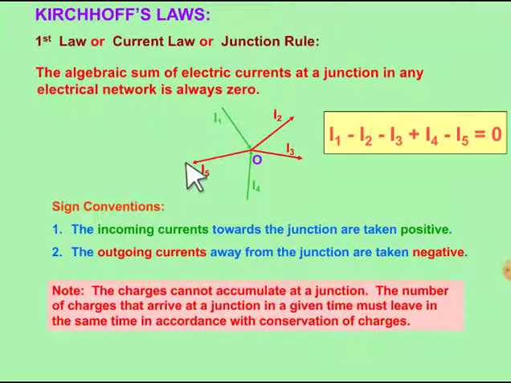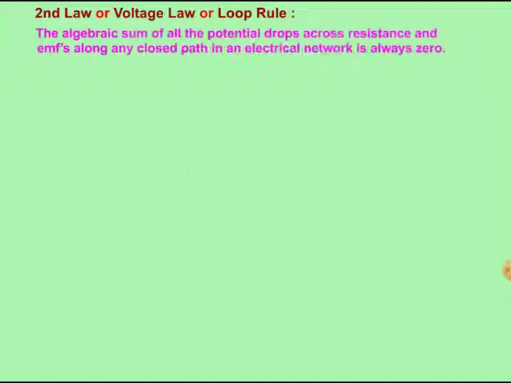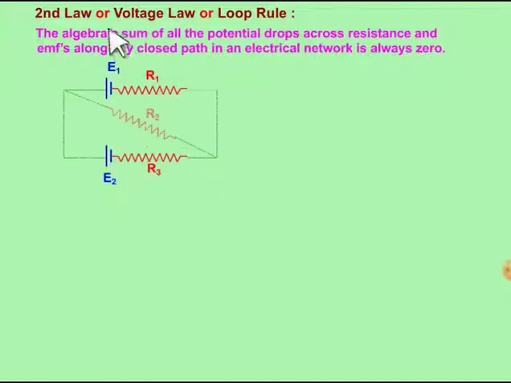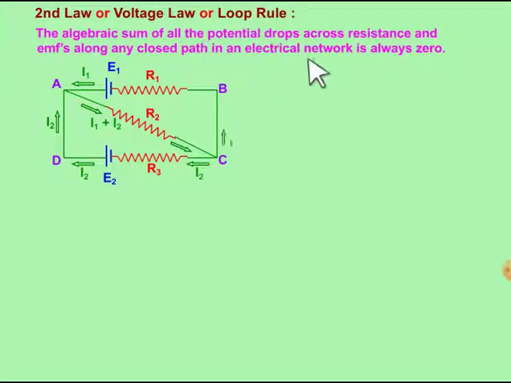Got it? Next is Kirchhoff's second law, which we also call KVL, Kirchhoff's voltage law, or loop rule. This is concerned with the loop rule. The statement is given like this: the algebraic sum of all the potential drops across the resistors and sources of EMF along any closed path in an electrical network is always 0.